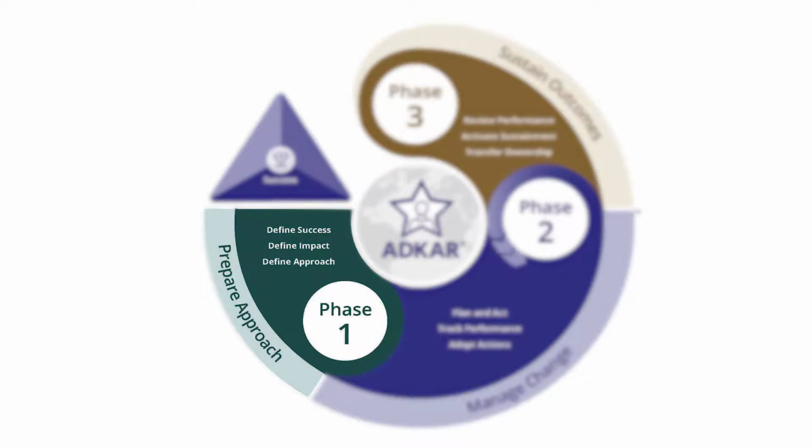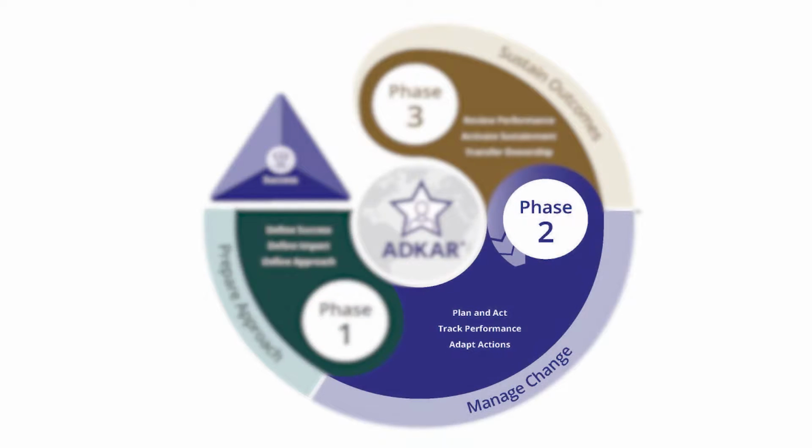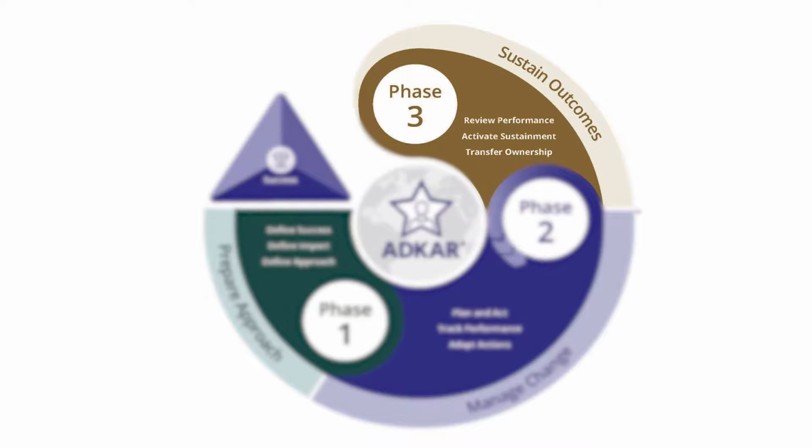In phase 1, we would prepare our Agile approach to this project. Phase 2, we would manage change repeatedly for every cycle. And when we've reached the sustainment phase, we will be executing phase 3, sustain outcomes. This is the enhanced ProSci methodology. It accommodates iterative processes and, more importantly, enables change practitioners to more easily manage change.